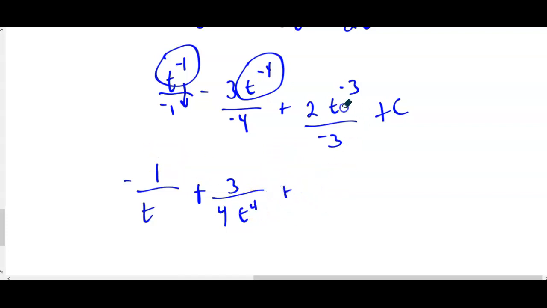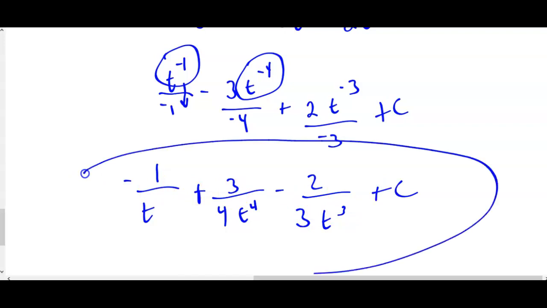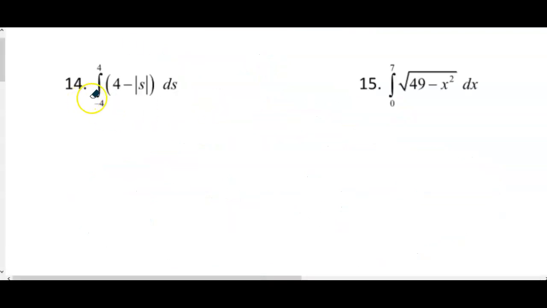And then right here, that becomes a negative, actually. 2 over 3t cubed plus c. So this would be our original function right there. Sorry about that. All right, now number 14 here, it's a definite integral.